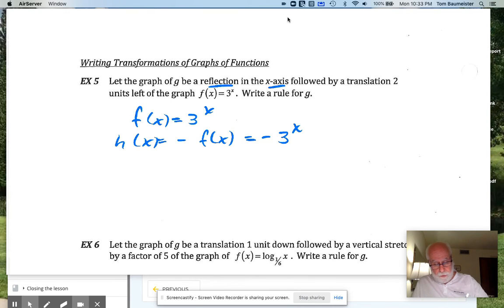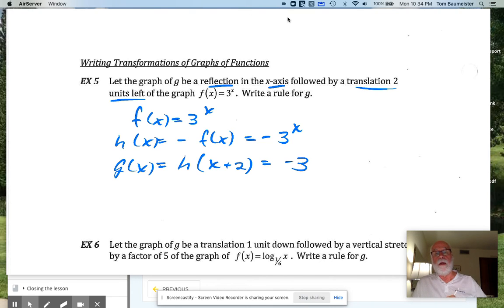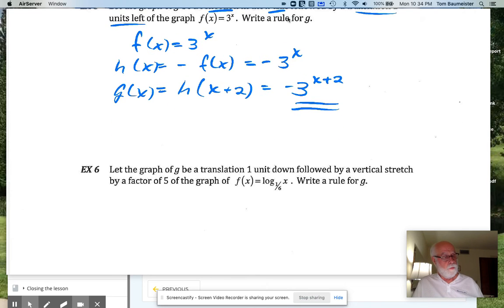Okay, and then they're saying it's followed by a translation 2 units left. So remember that would be g of x is equal to h, and again it's to the left, so we're going to say it's x plus 2. All right. Well, what that's stating is wherever we see x in our h of x, we're going to replace it with x plus 2. And that's your answer for that one right there. Let's do one more here.